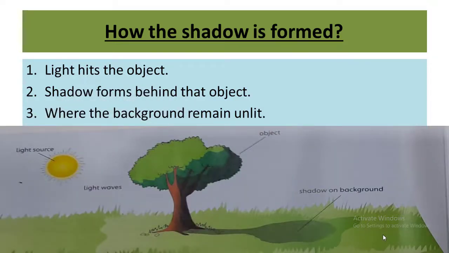Here you can see a shadow is formed. In this picture, you can see the sun is the light source and the sunlight has been blocked by a tree, which is an opaque object, and its shadow is formed on the other side. Here, the grassy floor is capturing the shadow, so the floor is working as a background here.